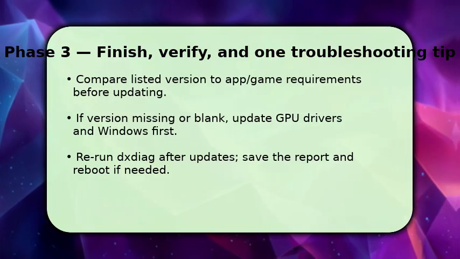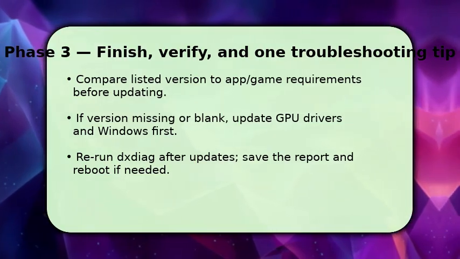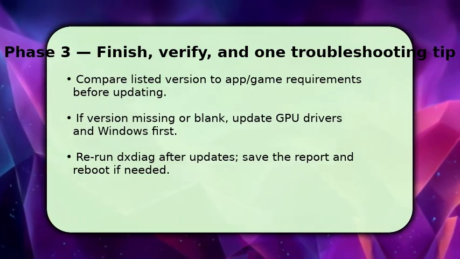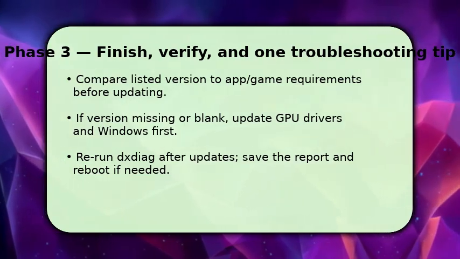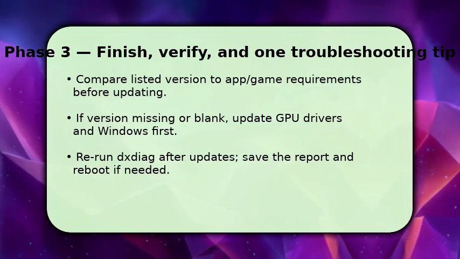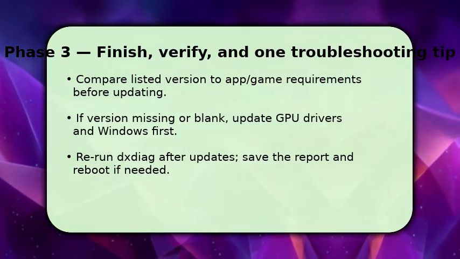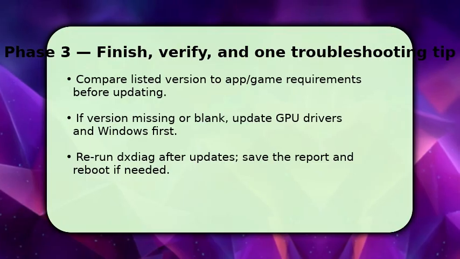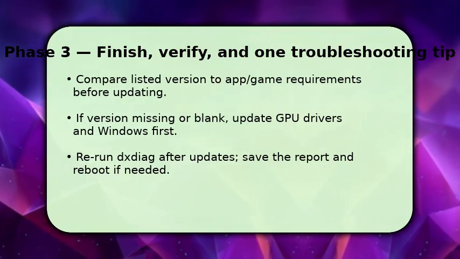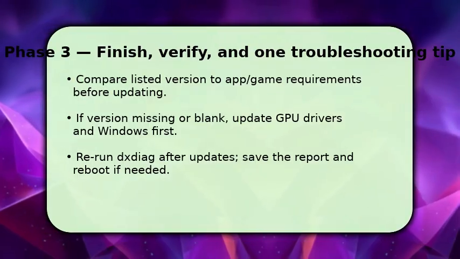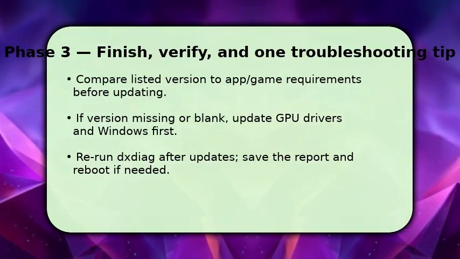If the version is missing, blank, or reports unexpected results, update your GPU drivers and run Windows Update. DirectX components often arrive with those updates. Once updated, reboot, run dxdiag again, and save the report for troubleshooting. One quick tip: if problems persist, reinstall the latest DirectX runtime from Microsoft via Windows Update components to restore missing files.